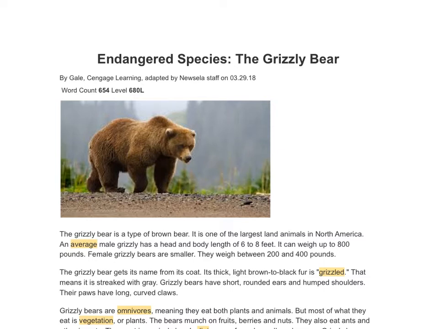because it's based on a topic instead of events. So we have to make sure we're breaking down those difficult words as we're reading. So let's go ahead and dive in to this text, Endangered Species, the Grizzly Bear. And as we dive in, we're going to be using context clues to determine the meaning of unknown words.